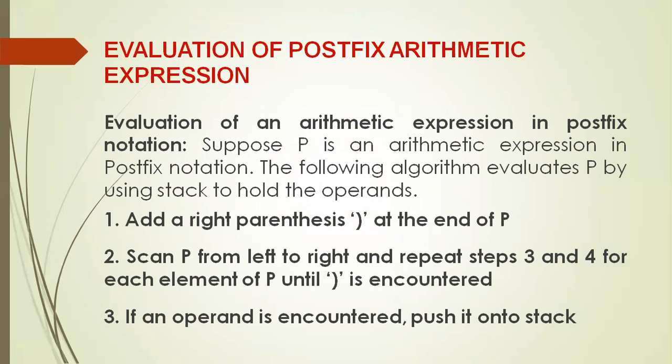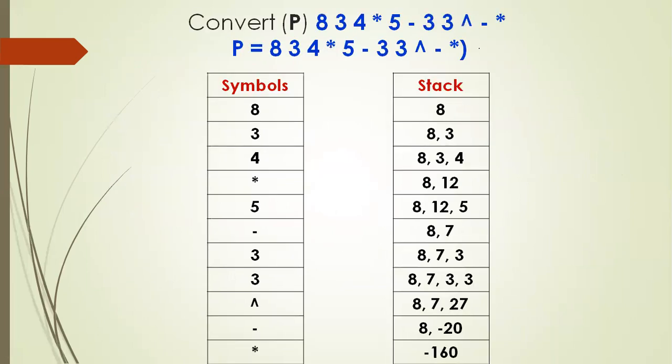Third step, fourth step. In the third step, it's a case of operand. The fourth step will be the cases of the operator. We'll see whether it's operand or operator. We have to decide. Scan P from left to right. When you scan P from left to right, first symbol you come across is what? 8. The symbol is 8.